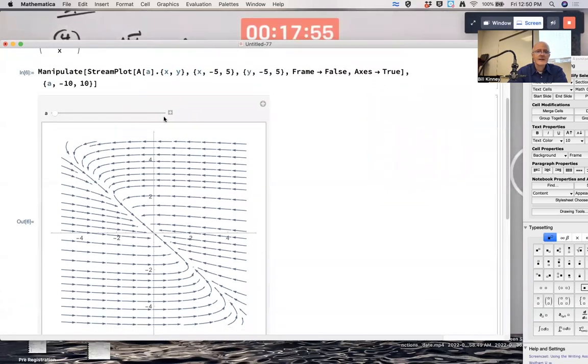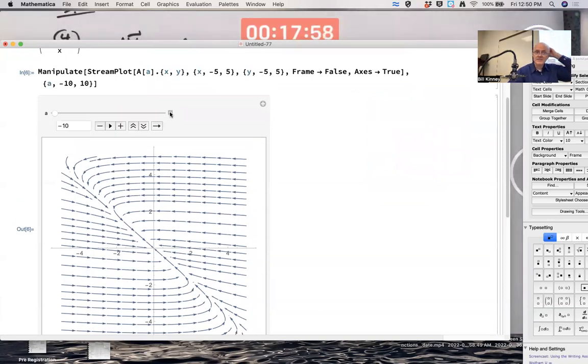A is starting out at negative 10. You can see the origin. Looks like a real sink. Although, one thing that might be a little confusing if you're not careful is it kind of looks like there might be only one straight line solution along this line here with a slope close to negative one. That's a bit deceiving. There's actually another one right about along this line here. If I'm going to draw a better phase plane, I'd also want to draw a big dot at the origin to emphasize the origin is an equilibrium point. I won't take the time to do that.